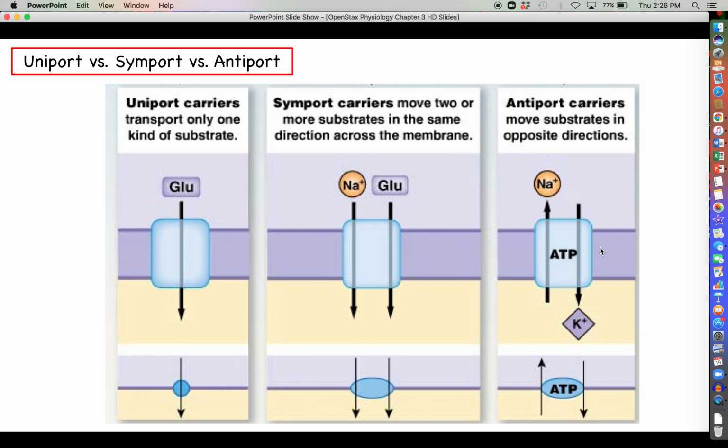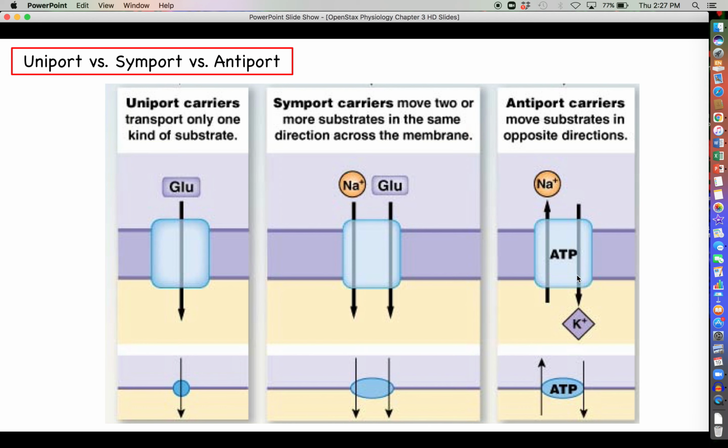The next two will involve two solutes moving simultaneously through the same carrier, but we call them different things depending on in which direction both solutes are going. If both solutes are moving through the carrier at the same time and in the same direction, we call that a symport carrier. Sym is a prefix that refers to two things being on the same side of something. Sodium and glucose here are on the same side. So the SGLT carrier that we saw before, that brings sodium down its concentration gradient and glucose up its concentration gradient, is a perfect example of a symporter.